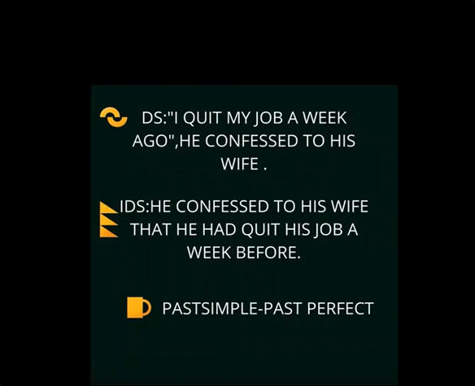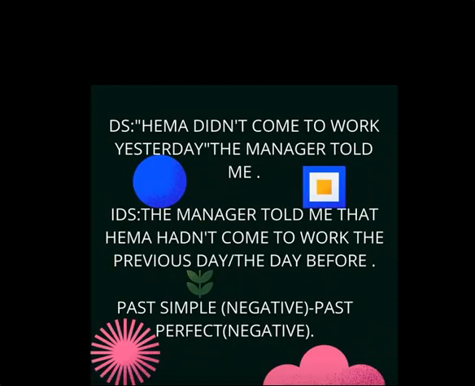Past perfect formula is "had." So here the pronoun "I" changed into "he" and back shifting of tenses takes place. "A week ago" changes into "a week before." Three changes take place in this sentence: pronoun, back shifting of tenses, as well as expression of time. You have to be familiar with each and every tense's formula.